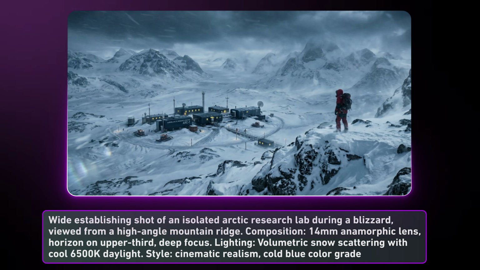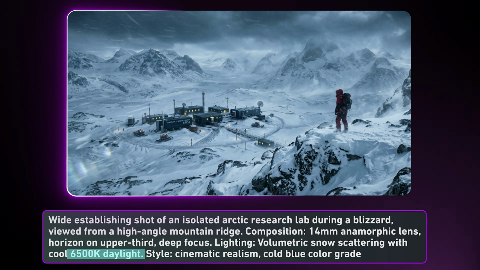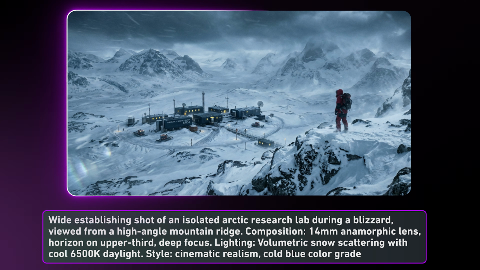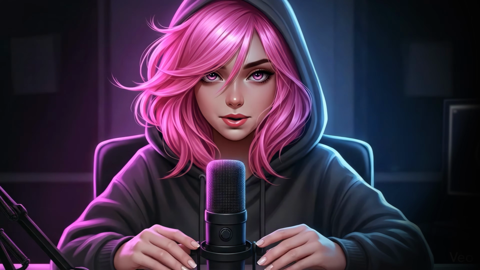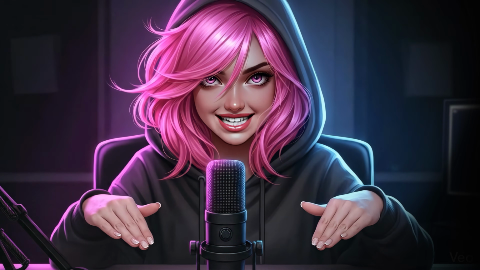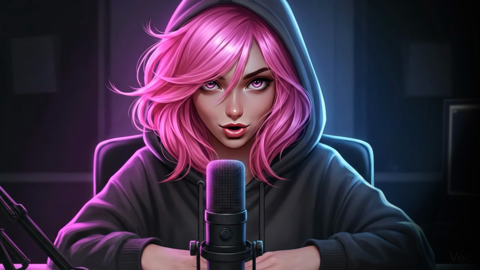Now swap the vibe. Switching to 6500 Kelvin cold light and an upper third horizon shifts the focus to the frozen terrain. Before moving on, remember, you don't need to be an expert on these keywords. Just feed them into the AI and it gives you the best possible prompt.